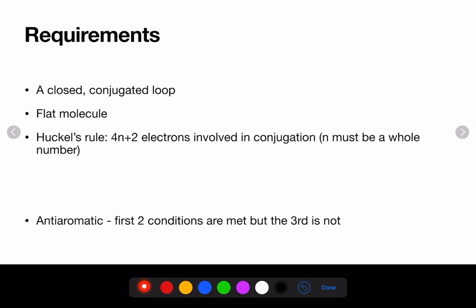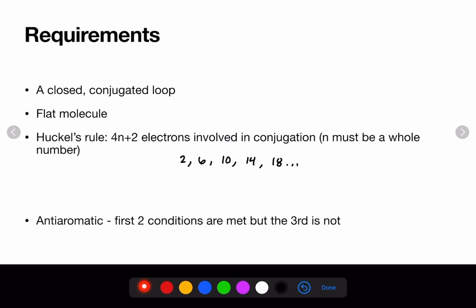Thirdly, the molecule must follow Huckel's rule, meaning 4n plus 2 electrons are involved in conjugation, where n is an integer. Basically, 4n plus 2 just gives you the potential options for the number of electrons involved in that conjugated loop, delocalized in that conjugated loop. This means we can have 2, 6, 10, 14, 18, and so on, following that pattern, many conjugated pi electrons for the molecule to be aromatic.